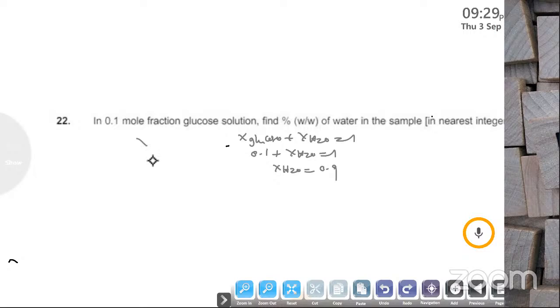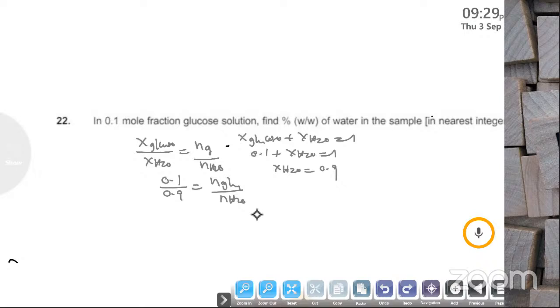Generally, the mole fraction of glucose by the mole fraction of water is equal to the number of moles of glucose by the number of moles of water, because the total moles in the denominator is the same for both. So the mole fraction ratio is 0.1 by 0.9, equal to moles of glucose by moles of water. So the moles of water is 0.9, the moles of glucose is 0.1, and now it asks to calculate the percentage weight by weight of water.